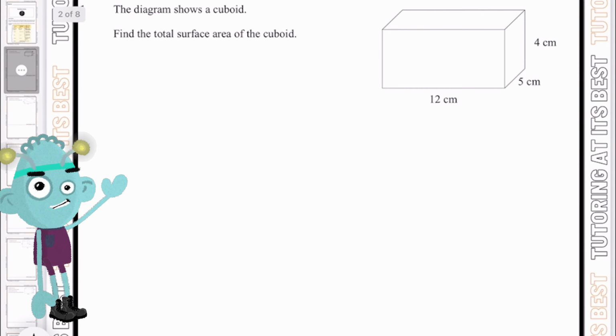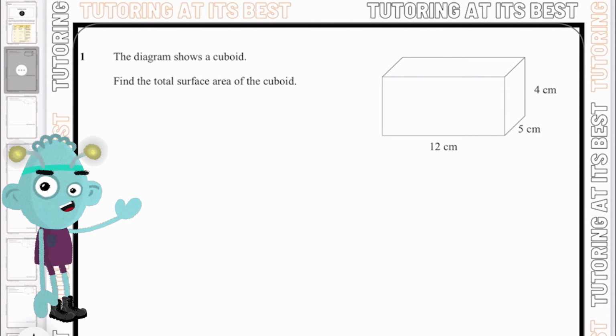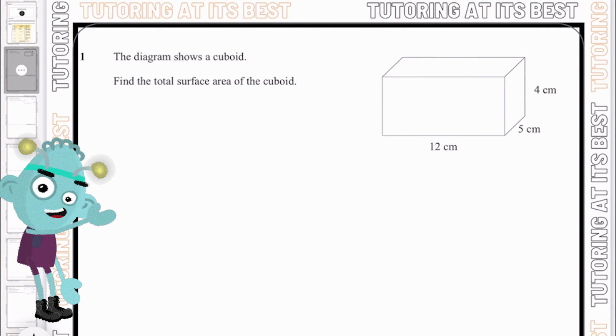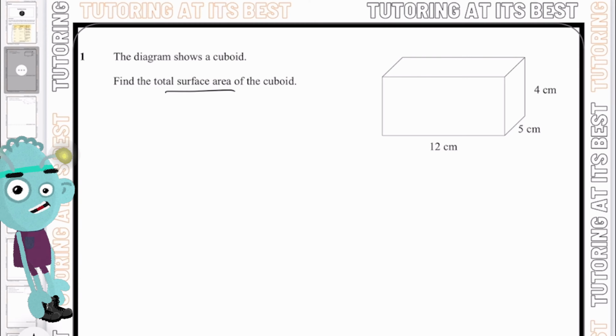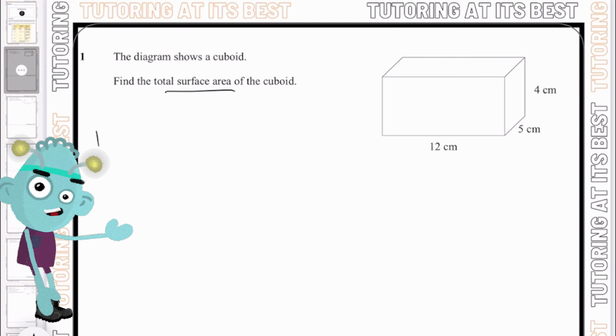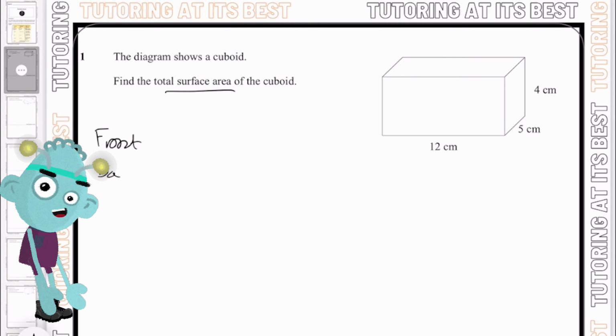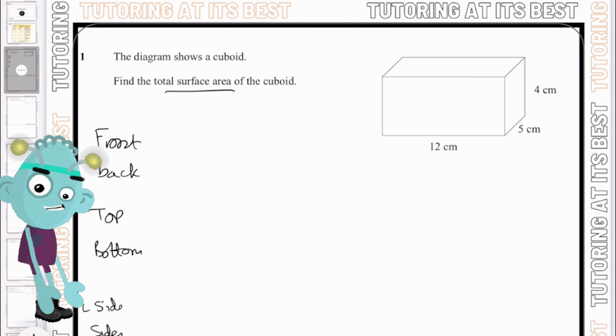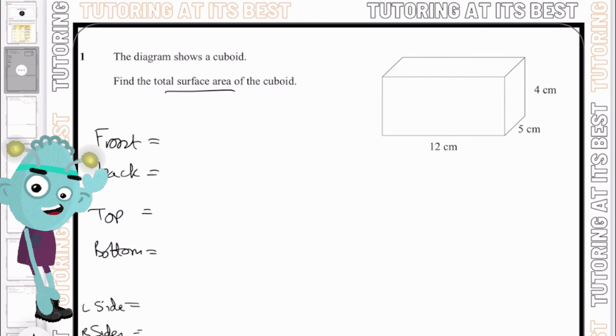Question number 1. The diagram shows a cuboid, and we now need to find the total surface area of the cuboid. Let's plan out what this means. With the surface area, we need the total area of all of the sides. So this is where we're working with the front and the back of the shape, the top and the bottom of the shape, as well as both sides, our left side and our right side. So now we've got that written out, let's go ahead and calculate it.